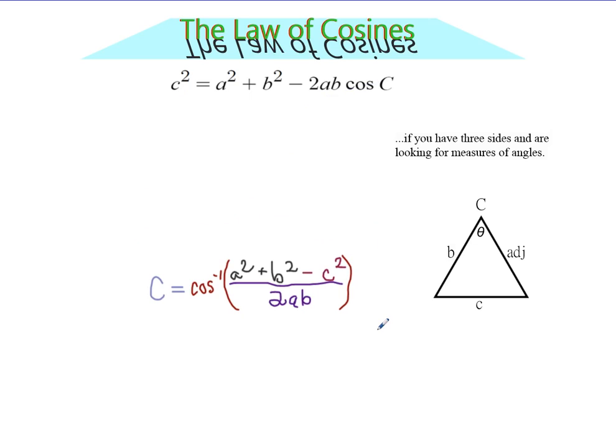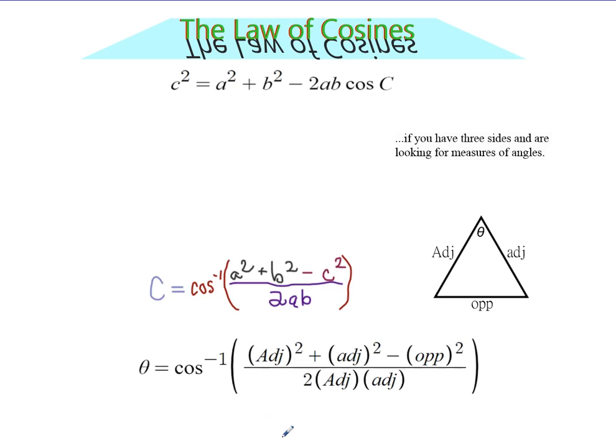I know that this looks like an incredibly crazy formula. Notice that we're taking out the c, putting in a theta. We're taking out the a, putting in adjacent, taking out the other b, putting in adjacent, and taking out the c and putting in opposite. So what does that mean? Ooh, it looks so scary, except that it's not, okay?